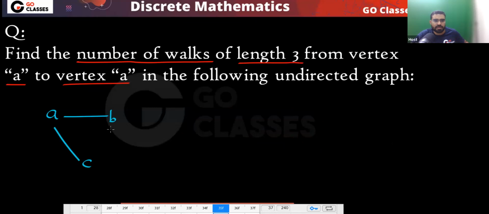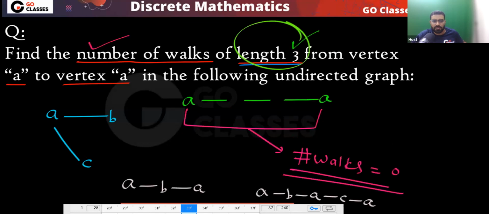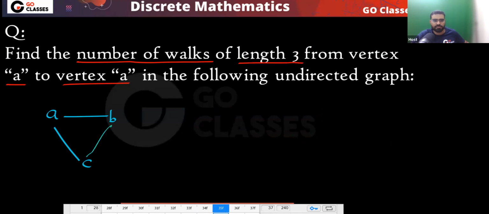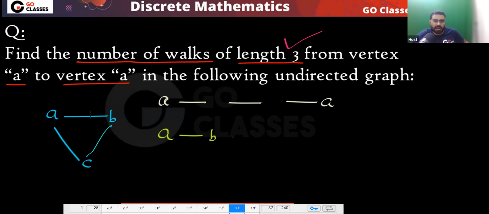Now let's see the next question. Tell me the answer. For this question, how many walks of length three? I am asking how many walks of length three from A to A. So what is the answer? Either you can go from A to B, then to C, then to A, or you can go from A to C, then to B, then to A. So the answer will be 2.